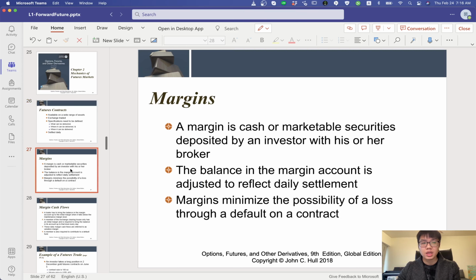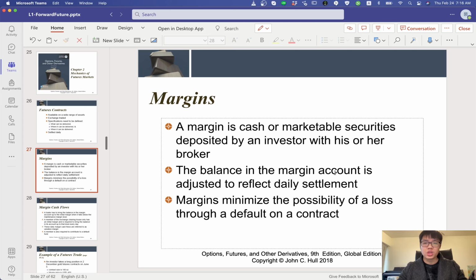So what does it mean? It means that we have every long and short position. If you come into a futures contract, if you buy the futures contract or you sell the futures contract, you need to have a margin account. So what is a margin account? This is cash or marketable securities that are deposited by the investor at the broker, right? So you go to the broker. If you buy the future, you need to open the margin account and put the cash inside.